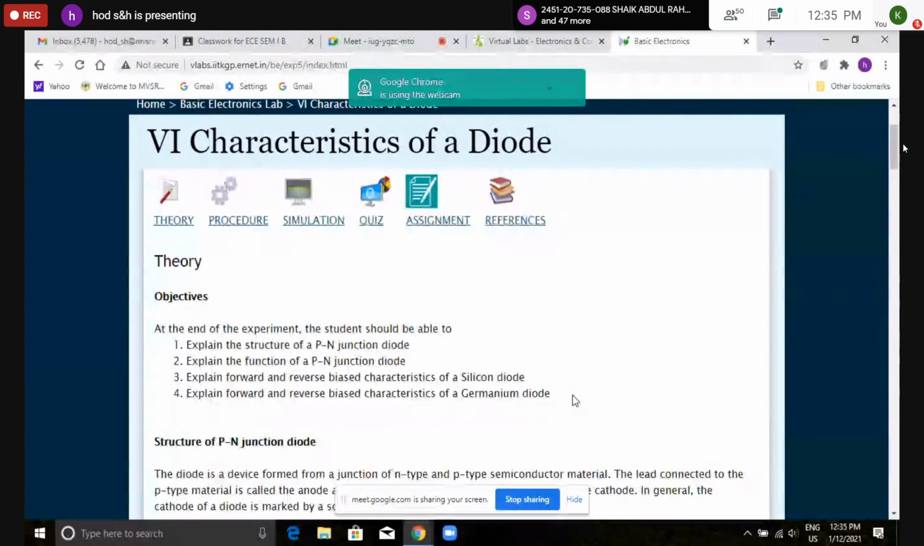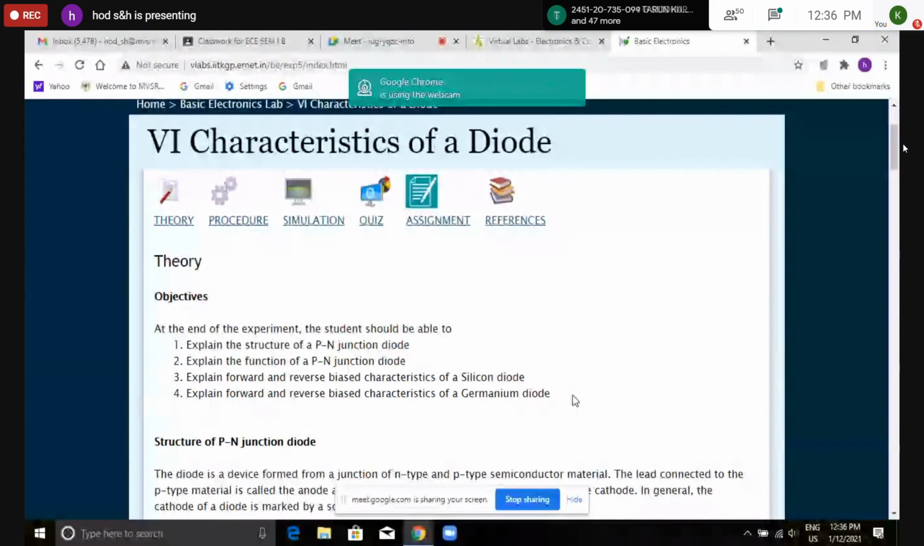Initially, we should be able to learn the structure of a PN junction diode. So what are semiconducting materials, based on the energy gap values: conductors, semiconductors, and insulators. We have discussed that in the energy gap experiment. And in this, you have intrinsic semiconductors and extrinsic semiconductors. And what are p-type materials? What are n-type materials? And what is a p-n junction diode? So this is the basic.